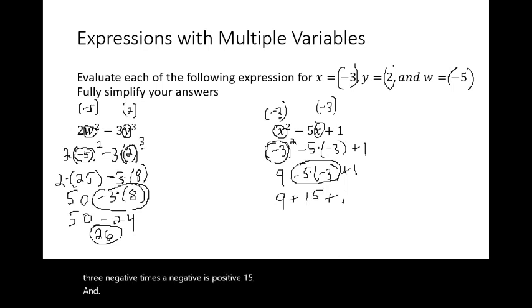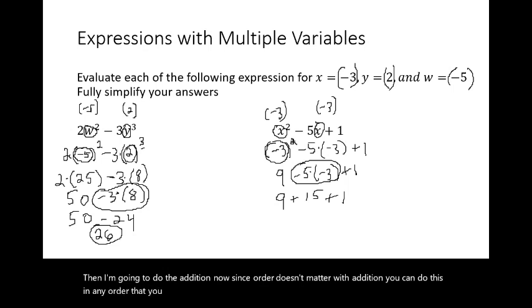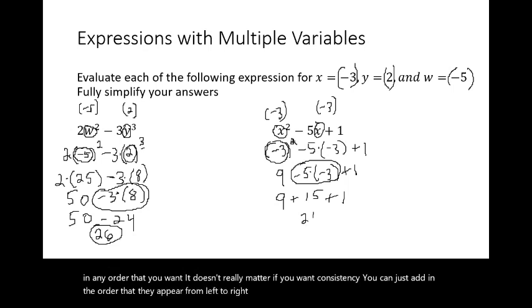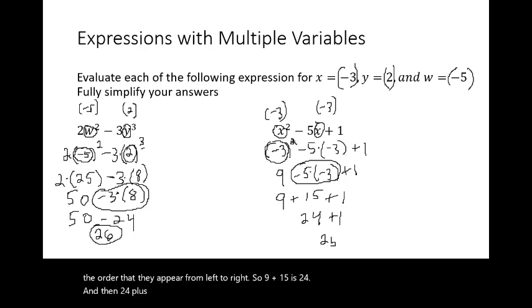And then I'm going to do the addition. Now, since order doesn't matter with addition, you can do this in any order that you want. If you want consistency, you can just add in the order that they appear from left to right. So 9 plus 15 is 24, and then 24 plus 1 is 25. But with addition, you have some flexibility. You can do addition in any order that you want.